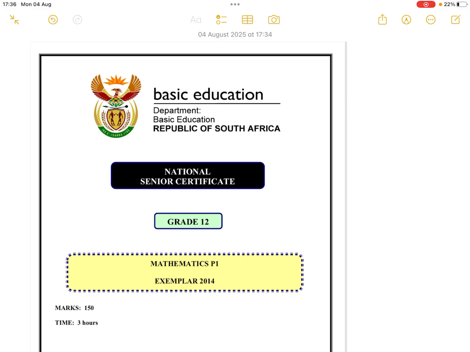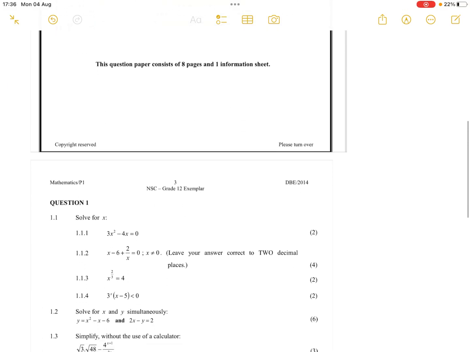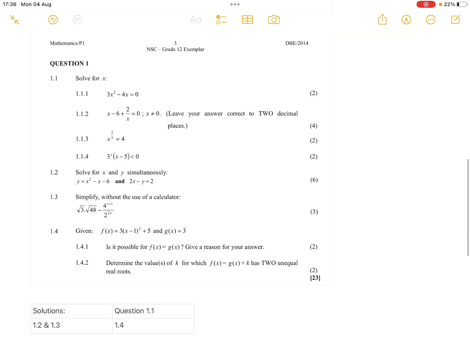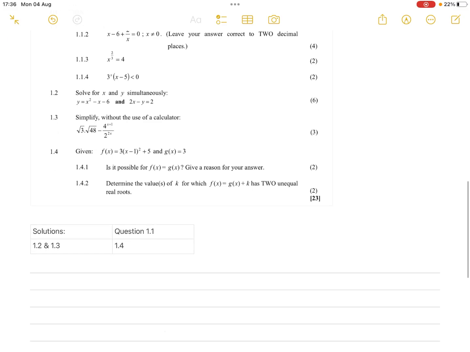So here we'll be working with an exemplar taken from 2014, one of the National Senior Certificate papers of the CAPS Department of Education. Okay, this is the problem that we are faced with today. We are required to solve for x. How do we solve for x in this case on question 1?